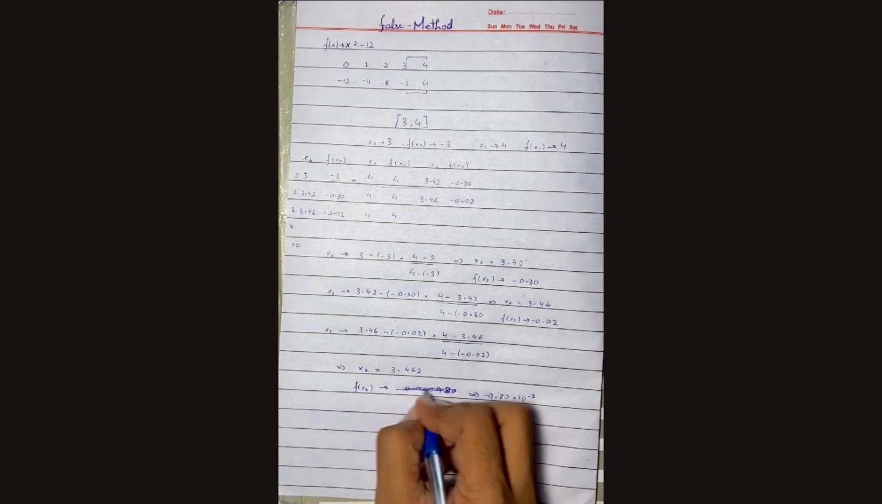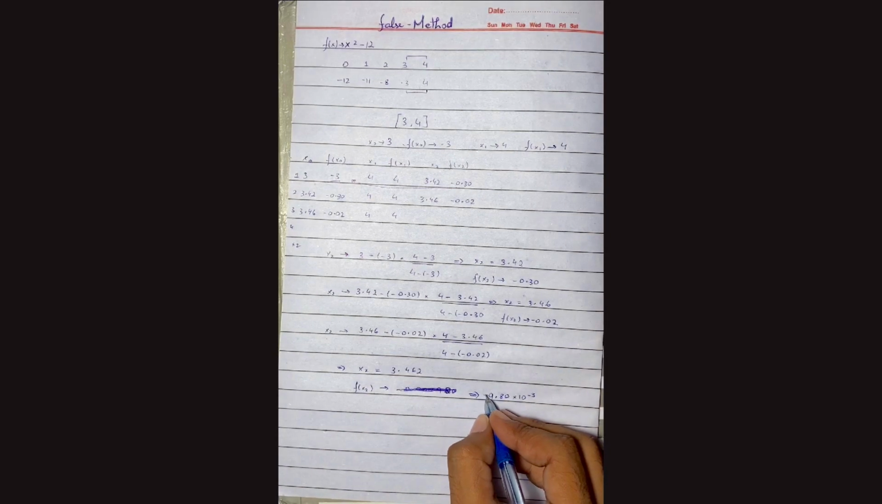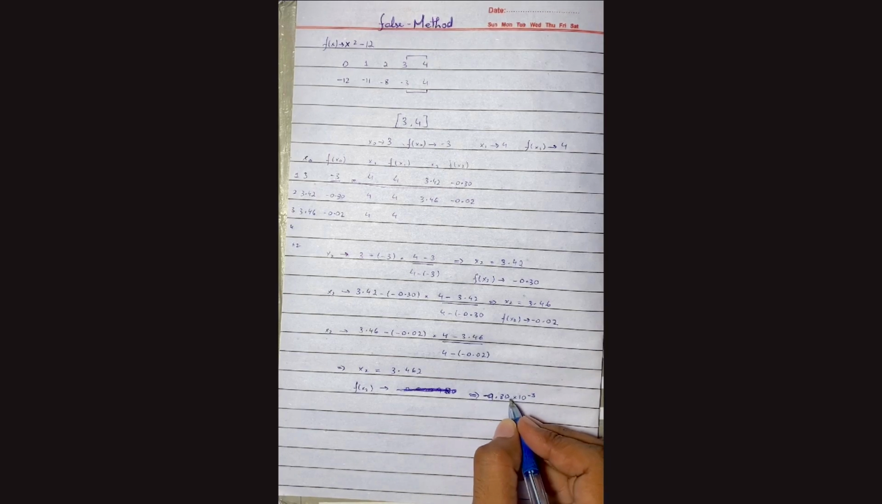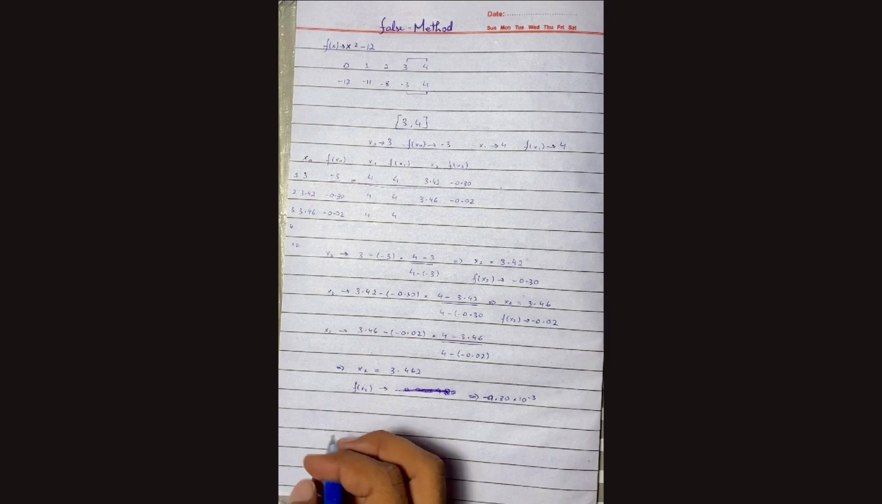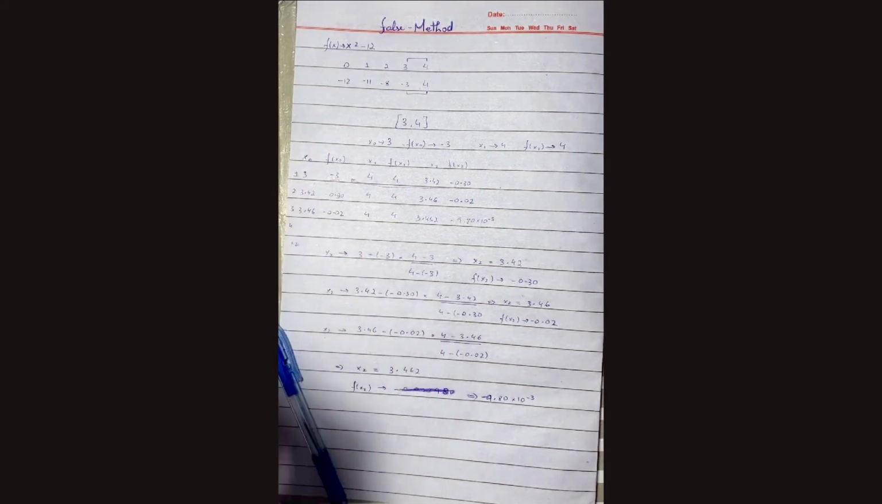This is this value. This is our output, minus 9.80 multiplied by 10 to the power minus 3. So this was it. In this video we have done 3 iterations, and we can do more, but I have done this just to clear the concept of false position method. So now let's move on to the coding session.